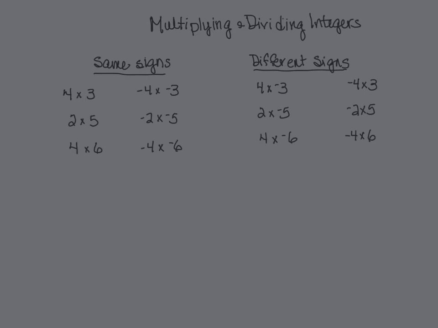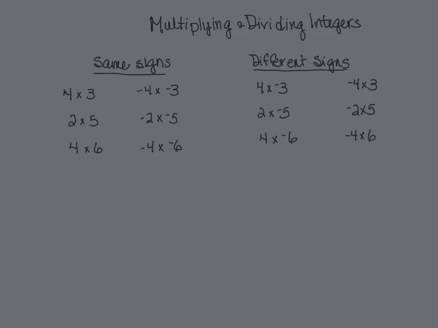Okay, this is going to be completely straightforward. Multiplying and dividing integers is probably the easiest thing you will do in this unit. It is very straightforward. There is a rule for same signs and there's a rule for different signs. So let's look at these answers.